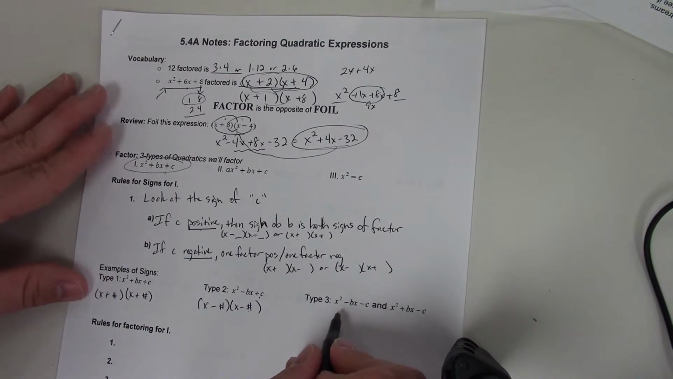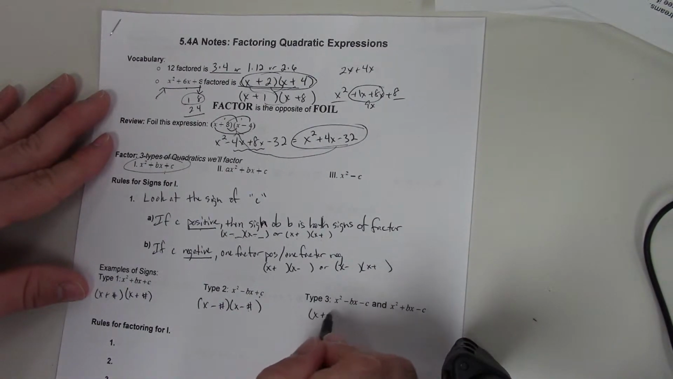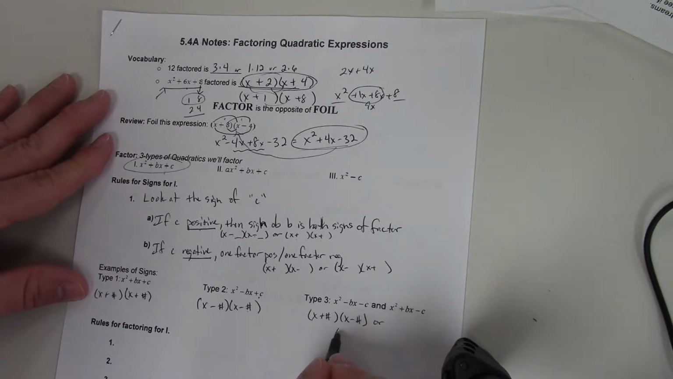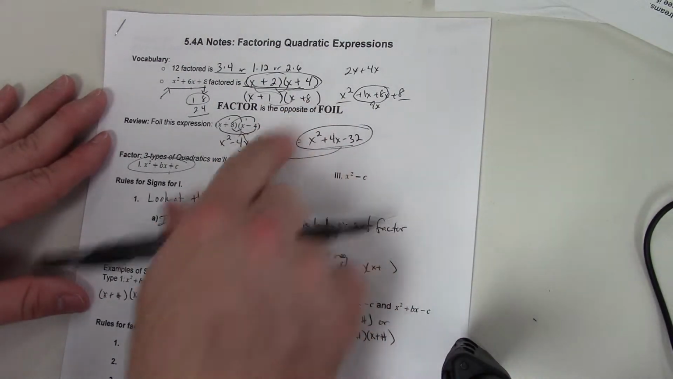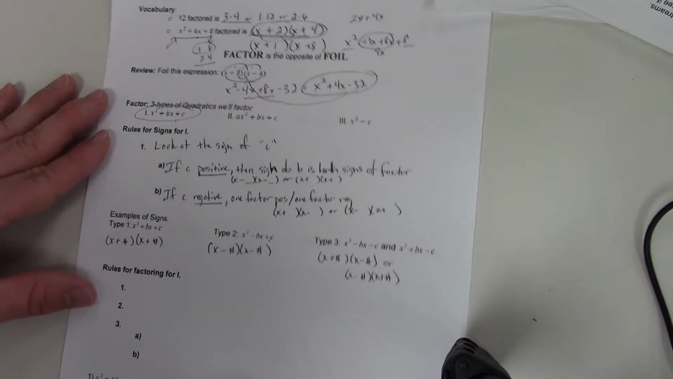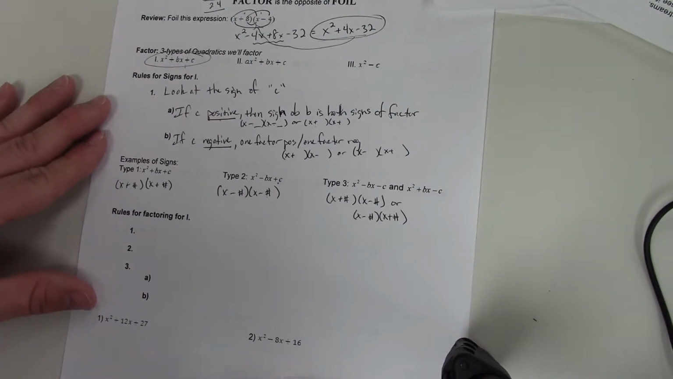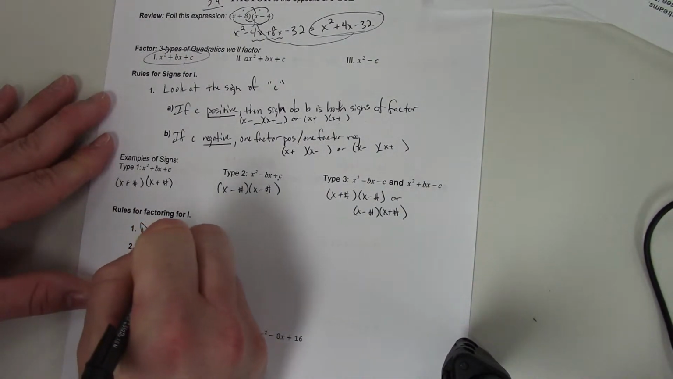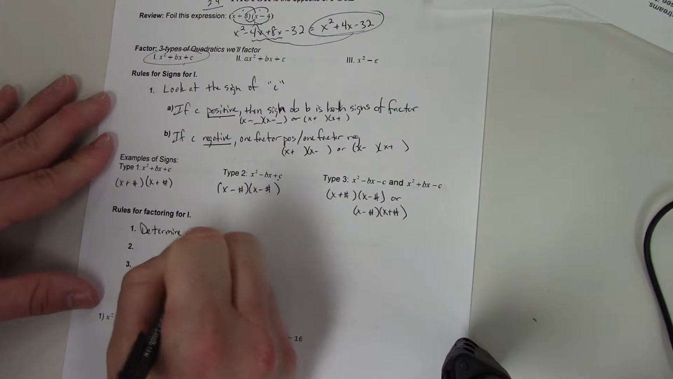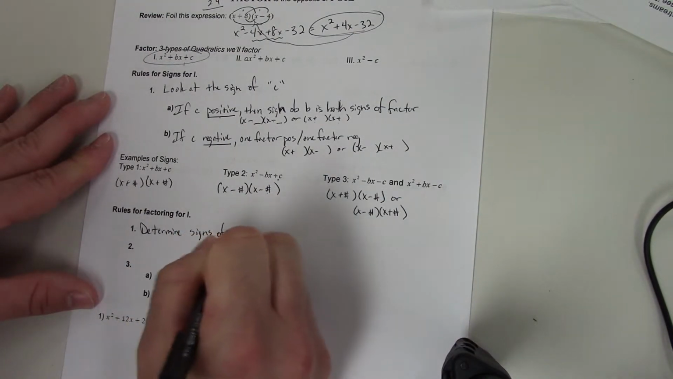And these, of course, are either going to be x plus the number, x minus the number, or x minus the number, x plus a number. Okay. Now, the rules for factoring these, and I kind of already started talking about it up here. Okay, move this down a little bit so you guys can see what I'm doing. The rules for factoring these, number one is determine signs of factors.